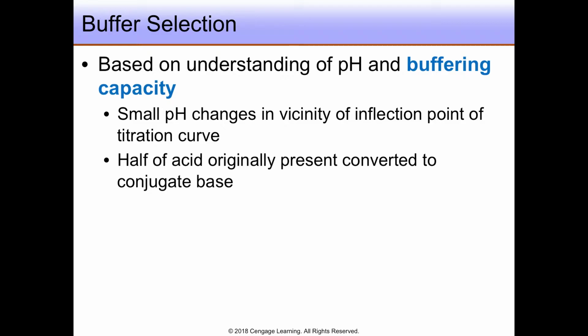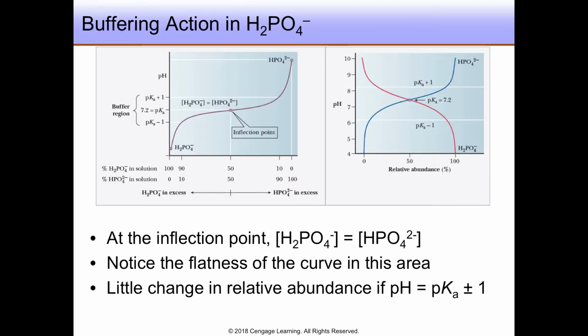Recall that we reached the midpoint of our titration curve, the inflection point, when half of the acid had been titrated or converted to conjugate base. Let's look at the titration curve for the acid dihydrogen phosphate, pictured here. On the left, we have graphed pH as a function of base equivalents added. As strong base is added, some of the acid is converted to conjugate base. At the equivalence point, to the right of our graph, all of the acid has been converted to conjugate base.